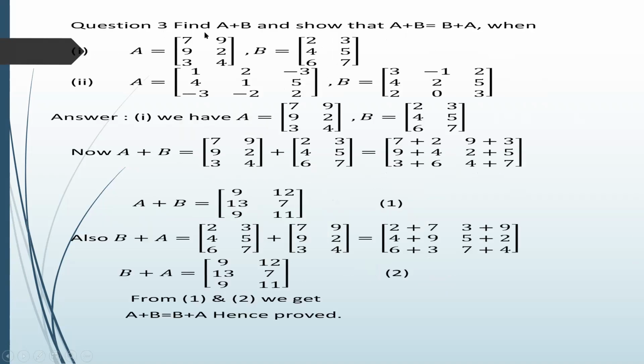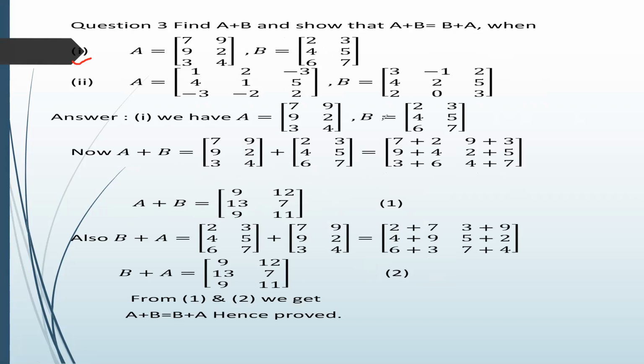Question number 3. Find A plus B and show that A plus B equals B plus A, where A is this and B is this. So first we go for the first part. We have A equal to 7, 9, 9, 2, 3, 4. And B is 2, 3, 4, 5, 6.